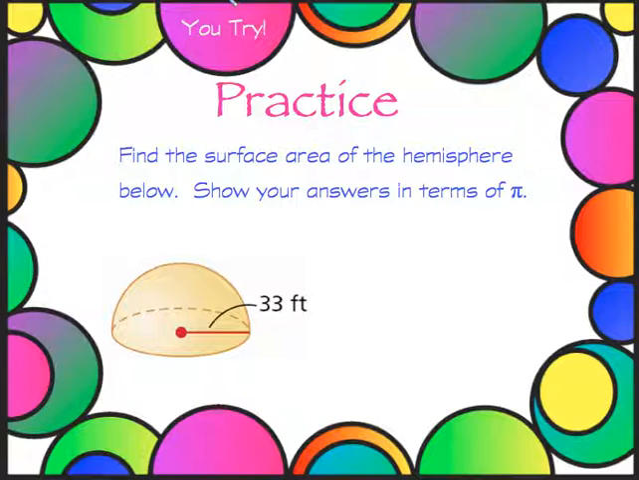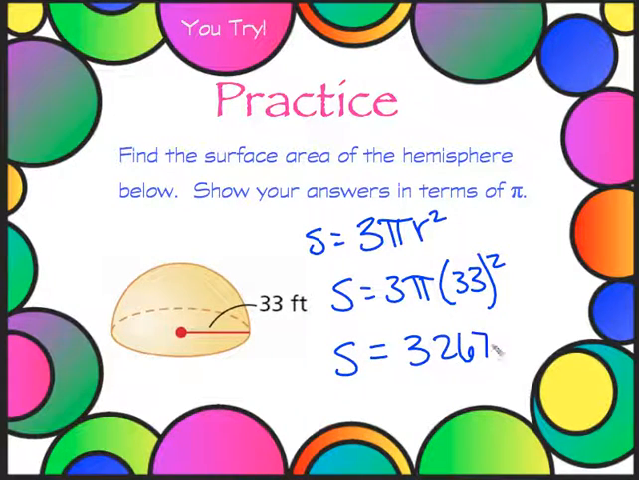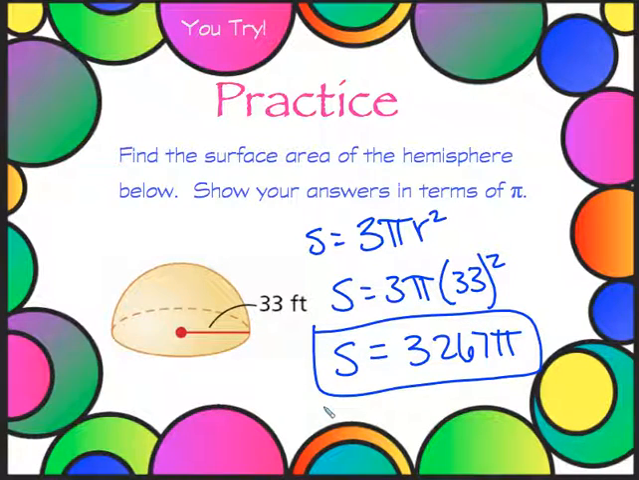Now this is a U-try and it does give you the radius, so you might want to pause it and try it. It is surface area of a hemisphere, so it's 3 pi r squared. So 33 squared is 1,089. I'm going to go ahead and multiply that by 3 instead of writing it out. And that's 3,267 pi. Hopefully that's what you got.